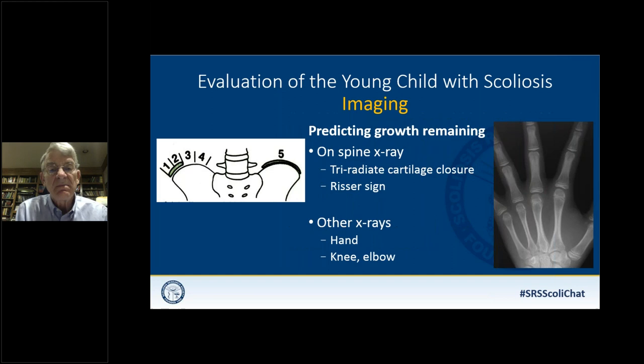And then finally, sometimes we need to figure out how much growth a child has left. We have a couple of different ways to do that. On the spine X-ray, sometimes we can see the ossification of the iliac crest, the so-called Risser sign. Sometimes we will do other things such as X-rays of the hand, or in some cases the other bones, the knees or the elbows. Next slide, please.